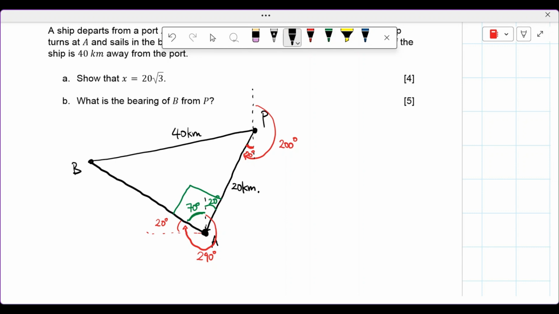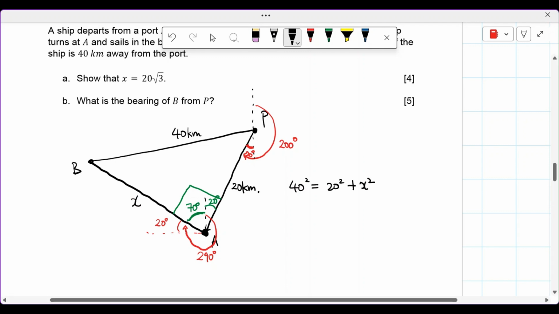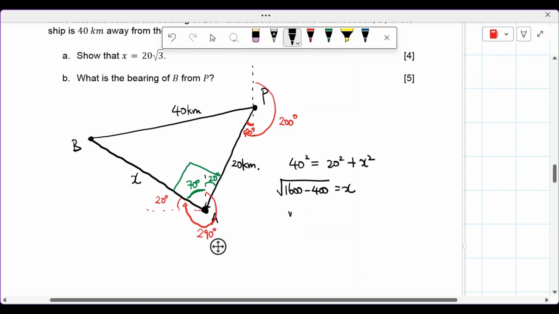Knowing that it is a right angle triangle, we can show that x is equal to 20 square root of 3 by using the Pythagorean theorem. So we know that 40 squared equals 20 squared plus x squared. That's 1600 minus 400 is equal to x squared. So I've shown that x is equal to 20 square root of 3.